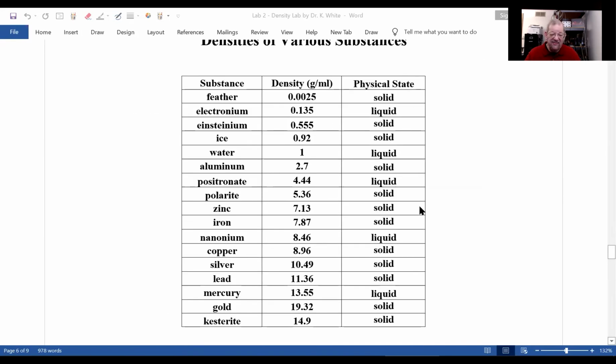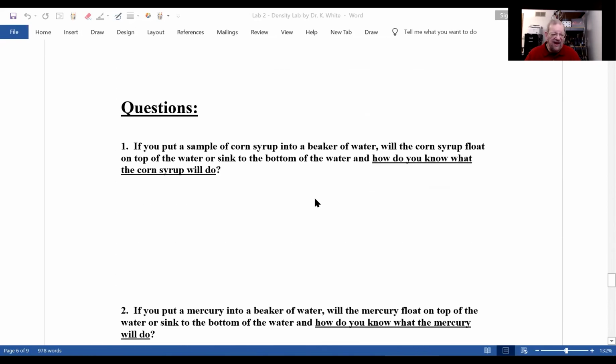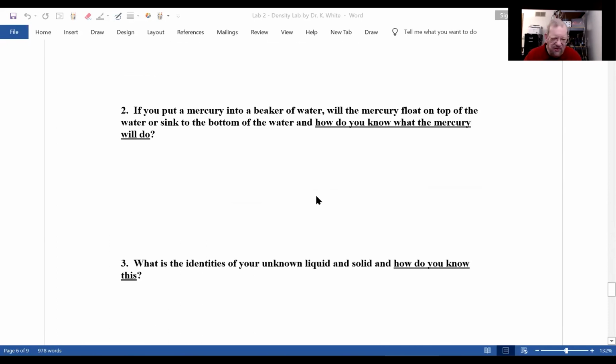How do you do that? You match it up on this one. And then at the end, there are some questions for you to answer. And again, don't do the stuff in the Lab Z PDF.